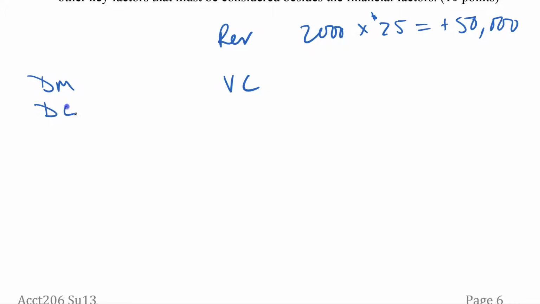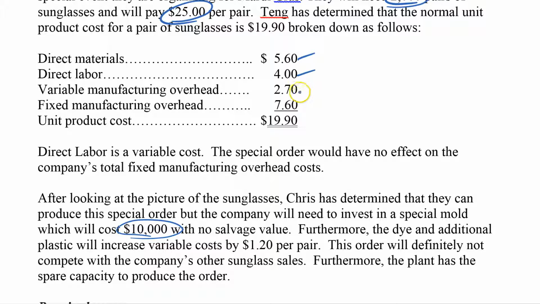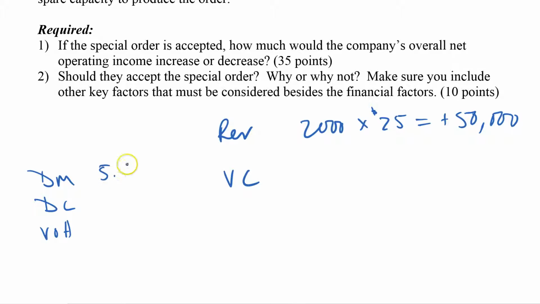We know we have DM, we have DL, we have variable overhead. And this information is all given to us right here. This number, the 760, doesn't matter. That does not change. We're not incurring additional manufacturing overhead costs, at least not per unit. We know we have the 10,000 here we need to account for. So DM of $5.60, DL of $4, variable overhead of $2.70, that equals $12.30.